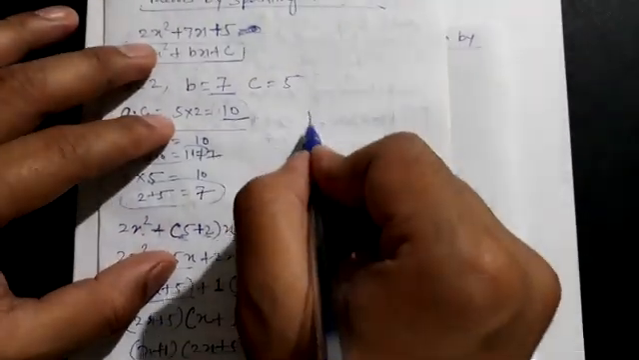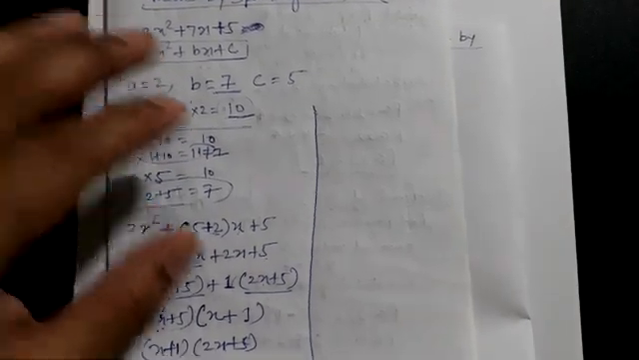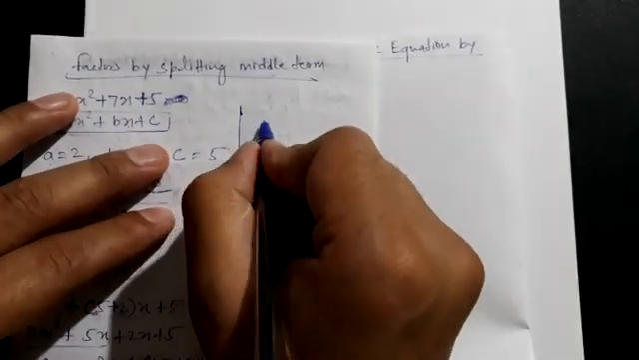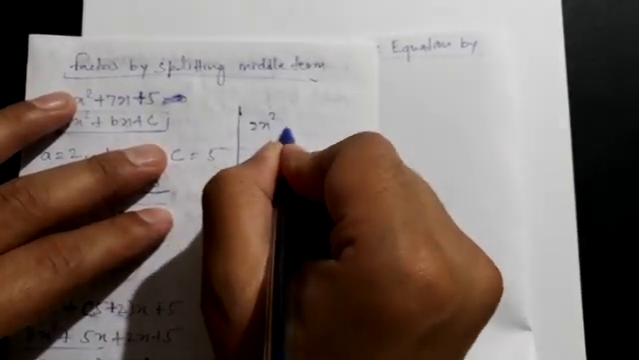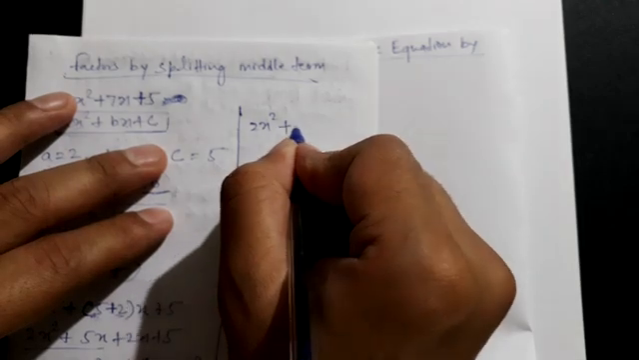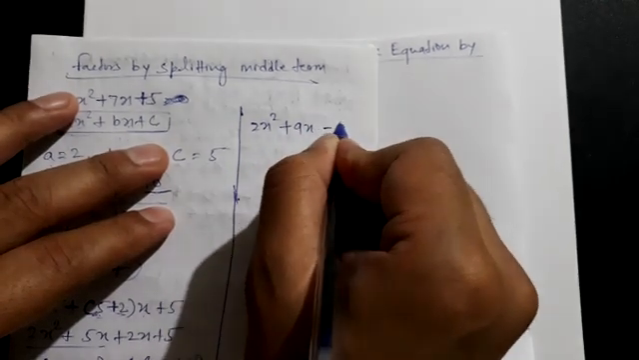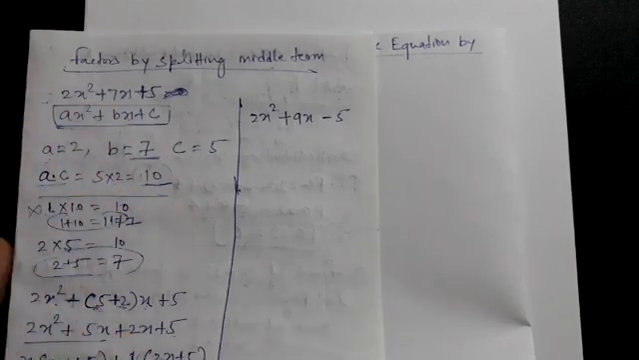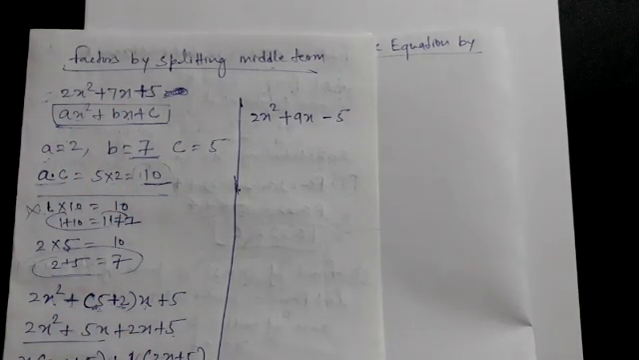Another example I am taking, just for revision. Let's suppose you have another polynomial, 2x square plus 9x minus 5. This is another polynomial, and now you have to find its factors first. The solution we will discuss later. First we have to find the factors.